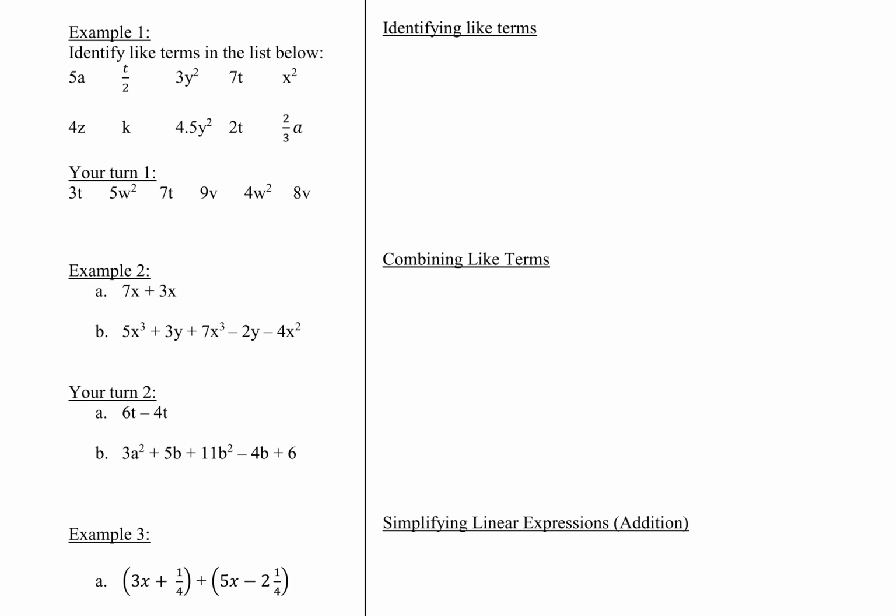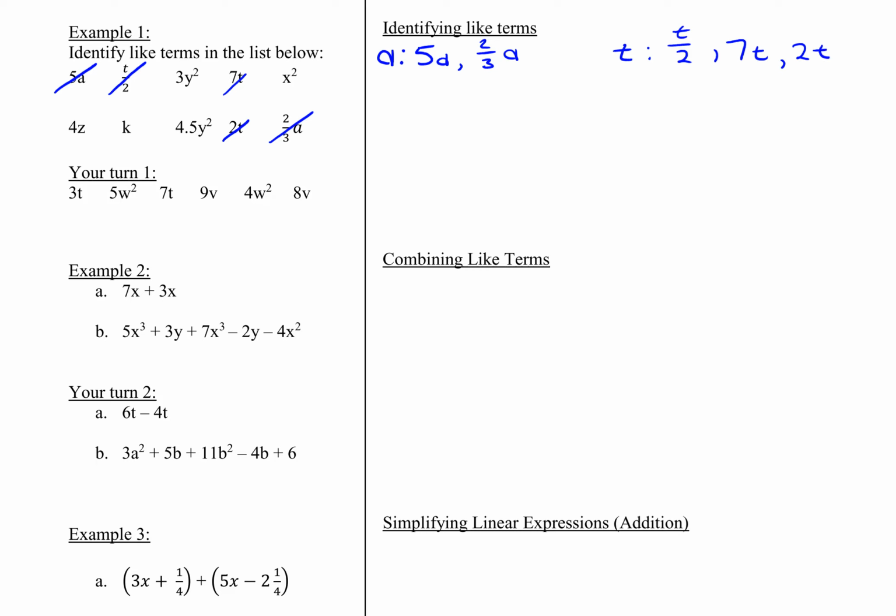So let's identify some like terms. This should be mostly a review for you from 6th grade. But let's go ahead and separate these into groups. Let's look at my a terms first. Well, I have a 5a and a 2/3 a. Okay, let's move to t, because that's the next one in our list here. Any t terms? Well, we have t divided by 2, we have 7t, and 2t.